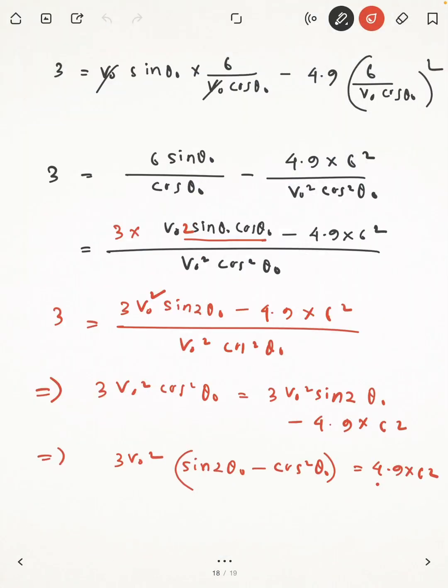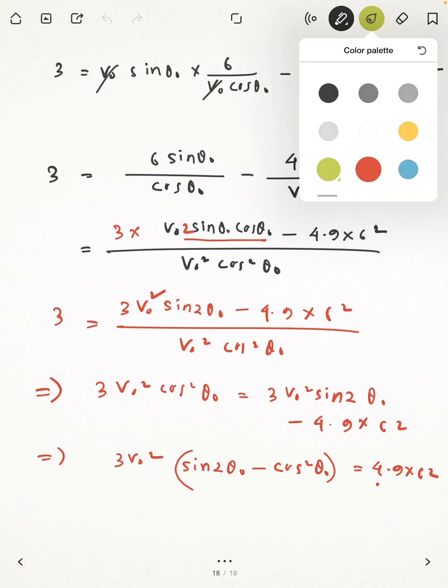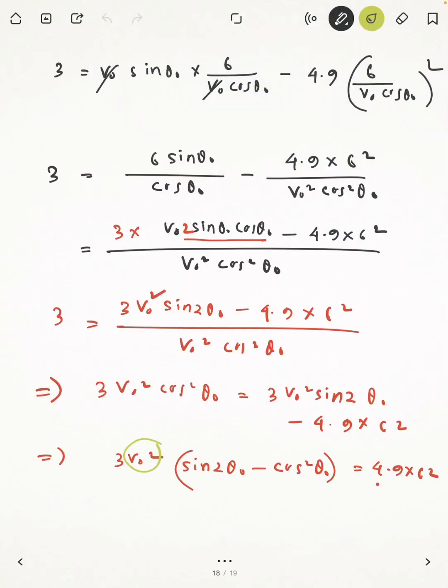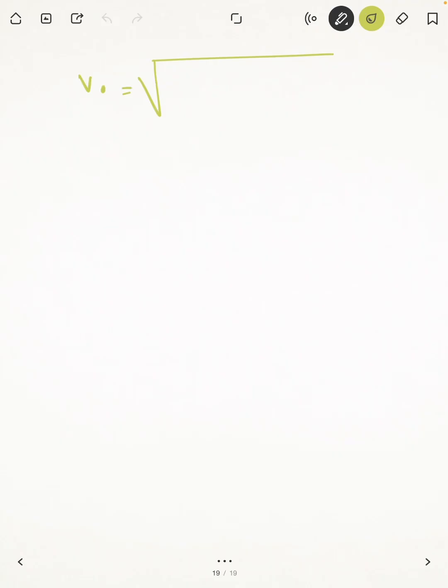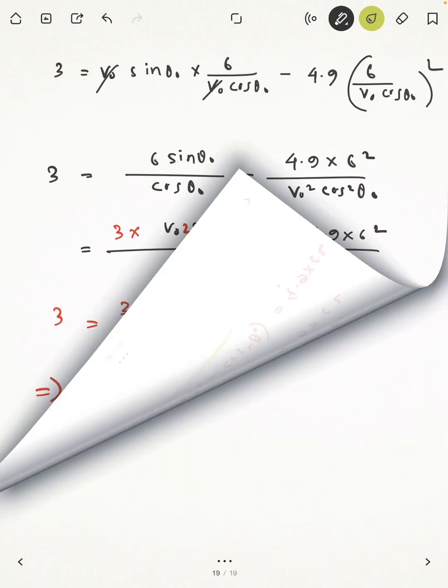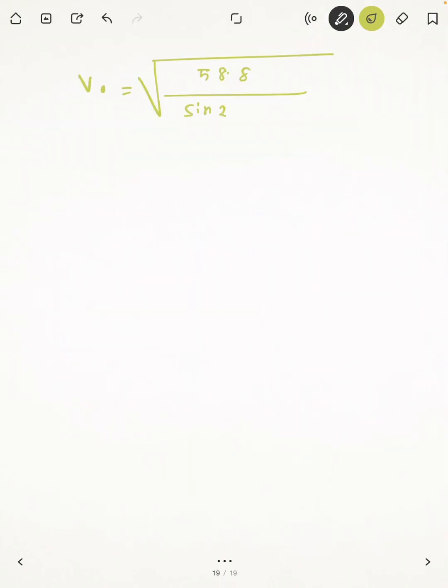If you do the further calculation and solve for v naught, then you're going to end up with v naught as root over, we have a square, so there will be root over 58.8 and this value, sine 2 theta naught minus cos square theta naught.